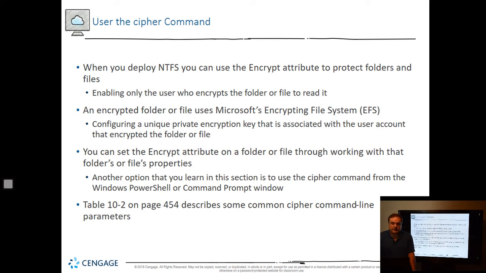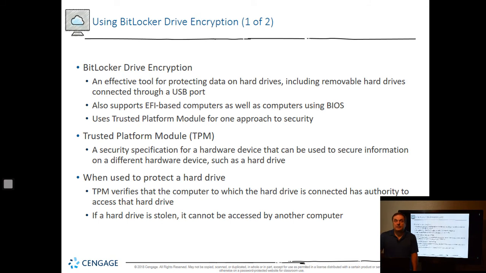Using the cipher command, we can encrypt folders and files and make them available to only people that should have access to it. An encrypted folder or file uses Microsoft's EFS, encrypting file system. And it uses a private encryption key associated with the user account for the public key. You can set the encrypt attribute on a folder through that folder's or file's properties. So basically you just right-click on the folder, go to Properties, go to Advanced, and then you can check the box for EFS.